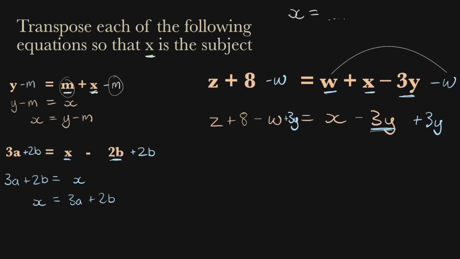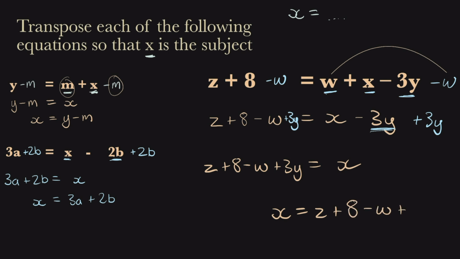Then I will rewrite the terms. So we've got z plus 8 take w plus 3y equals x. And then rewriting it so that we've got x equals, so we're making x the subject, x equals z plus 8 take w plus 3y. And that's my answer.